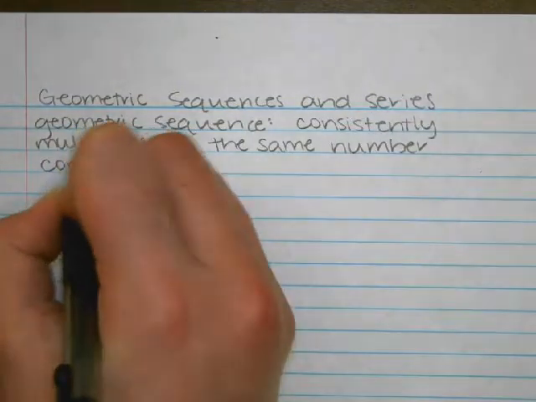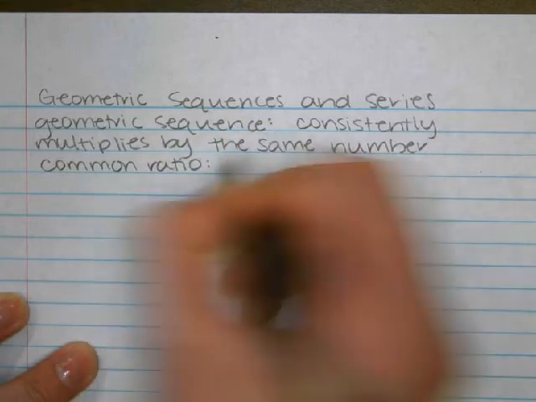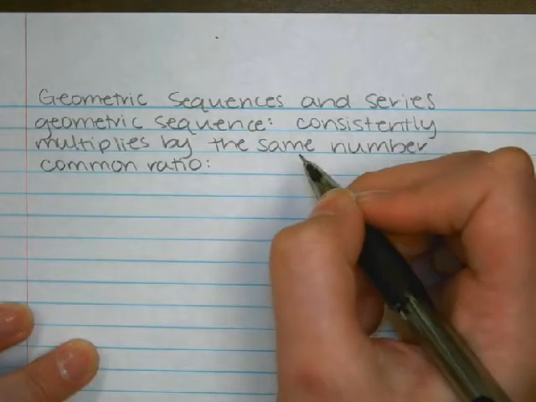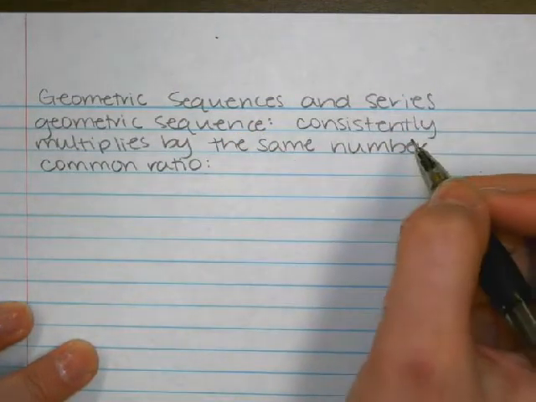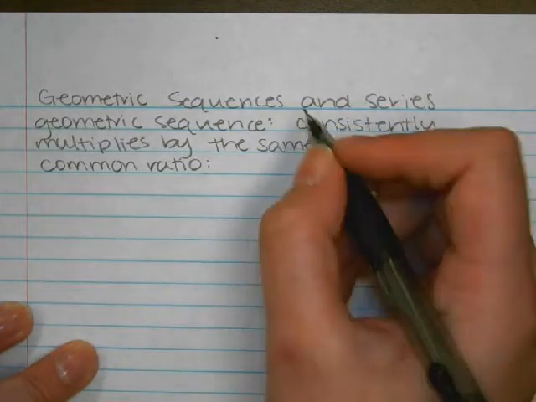We have what's called the common ratio. And the common ratio is the number that each term is multiplied by to get the next term. So it's that same number that you're multiplying each time.